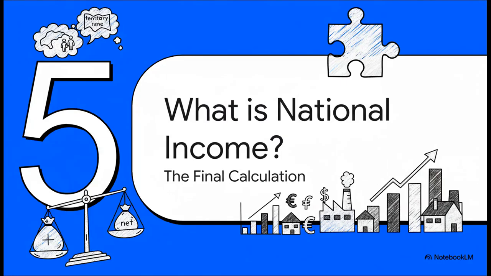All right, quick recap. We've got domestic versus national. That's territory versus people. And we've got gross versus net. That's before and after wear and tear. We are so close. There's just one final piece to the puzzle to really nail down what economists mean when they talk about national income.